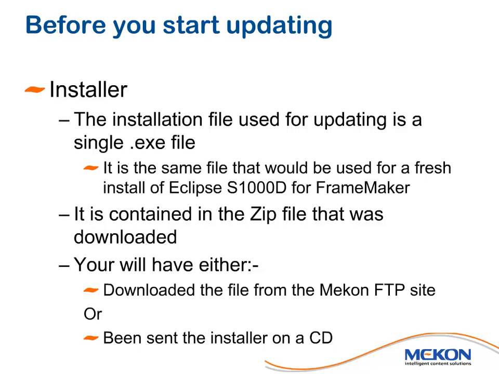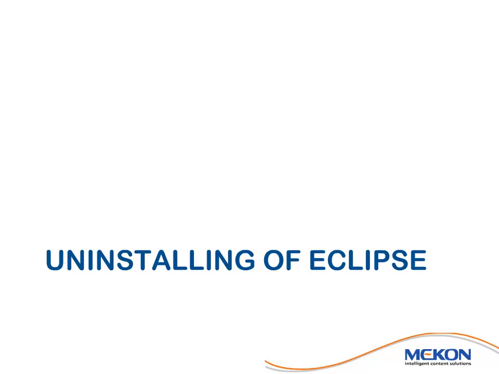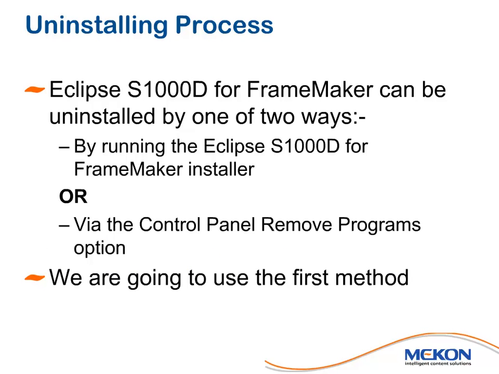You either get it by downloading the file from the Mekon FTP site or being sent the CD from Mekon. As we said before, it's a two-stage process. You can uninstall the application from FrameMaker in two ways: by running the Eclipse S1000D for FrameMaker installer, or alternatively, by running via the Control Panel remove programs option. We're going to use that first method.